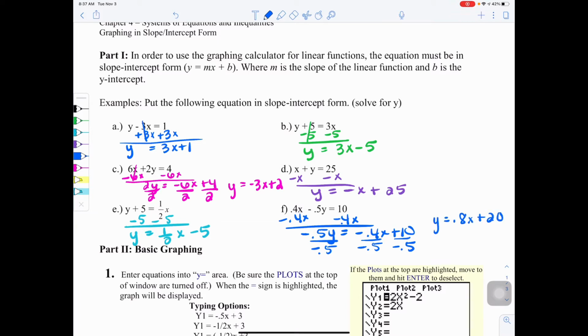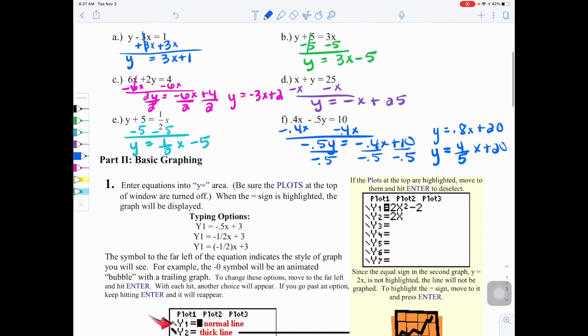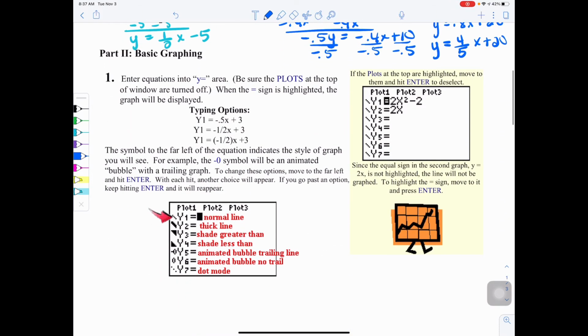Now, knowing what you know about slope and rise over run, it would probably be helpful to take this in certain situations and make 0.8 a fraction into 4/5 x plus 20. And remember, your calculator will do that under the math key, converting things from fractions to decimals. Now we're going to go into some basic graphing.